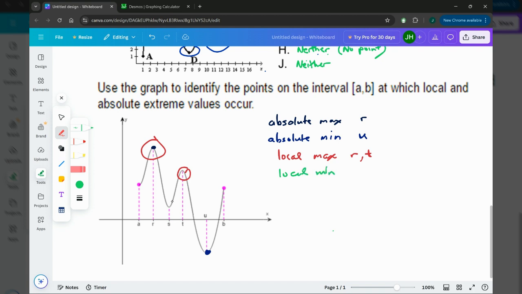A local minimum would be right here at S because I see the graph go down and then up. The same thing at U. The graph goes down and then up. U is a local minimum.